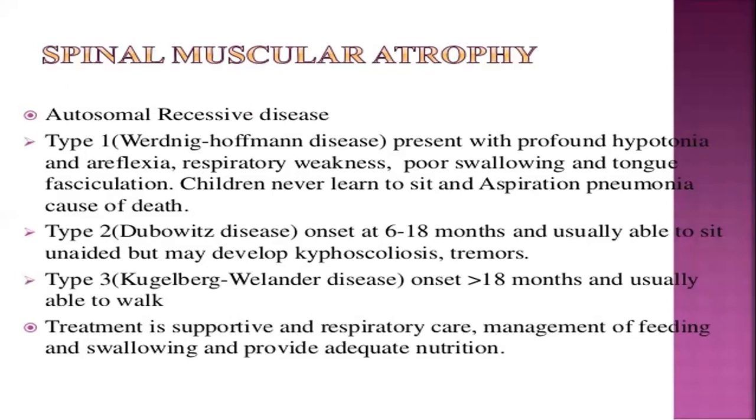but may develop kyphoscoliosis or tremors. Type 3 spinal muscular dystrophy is also called Kugelberg-Wallander disease. Onset is more than 18 months and usually able to walk. Treatment is supportive and respiratory care, management of feeding and swallowing, and provide adequate nutrition.